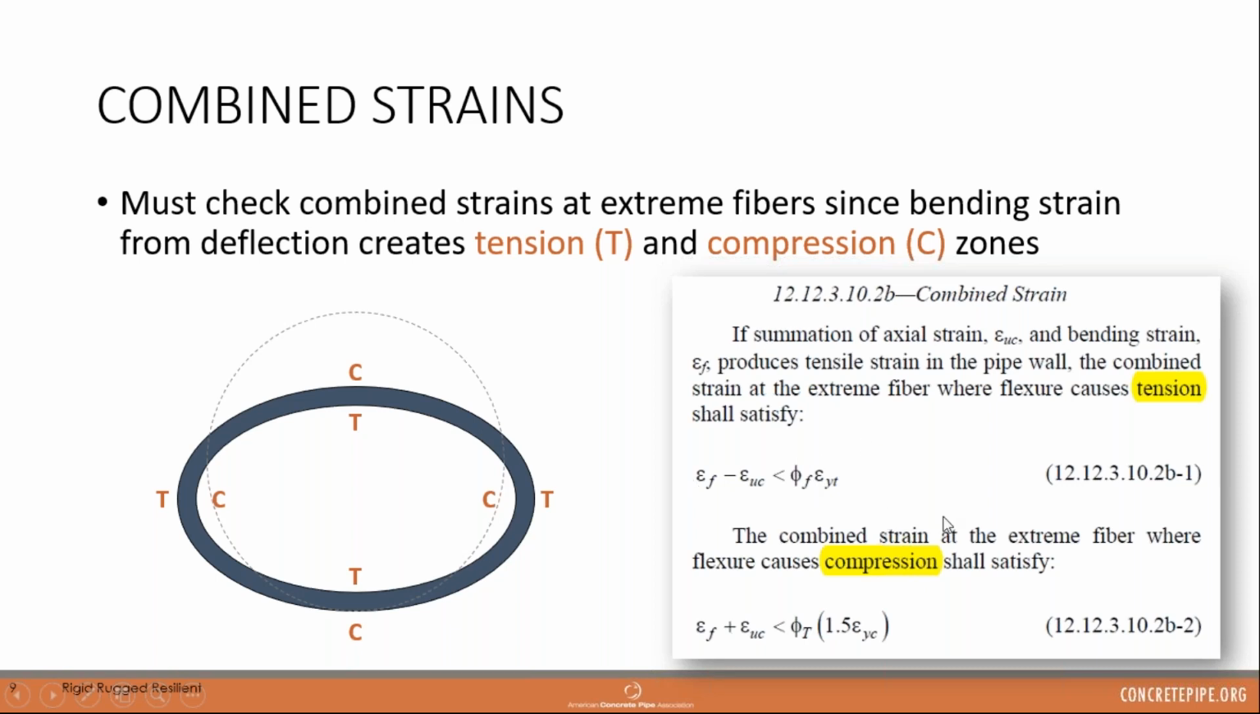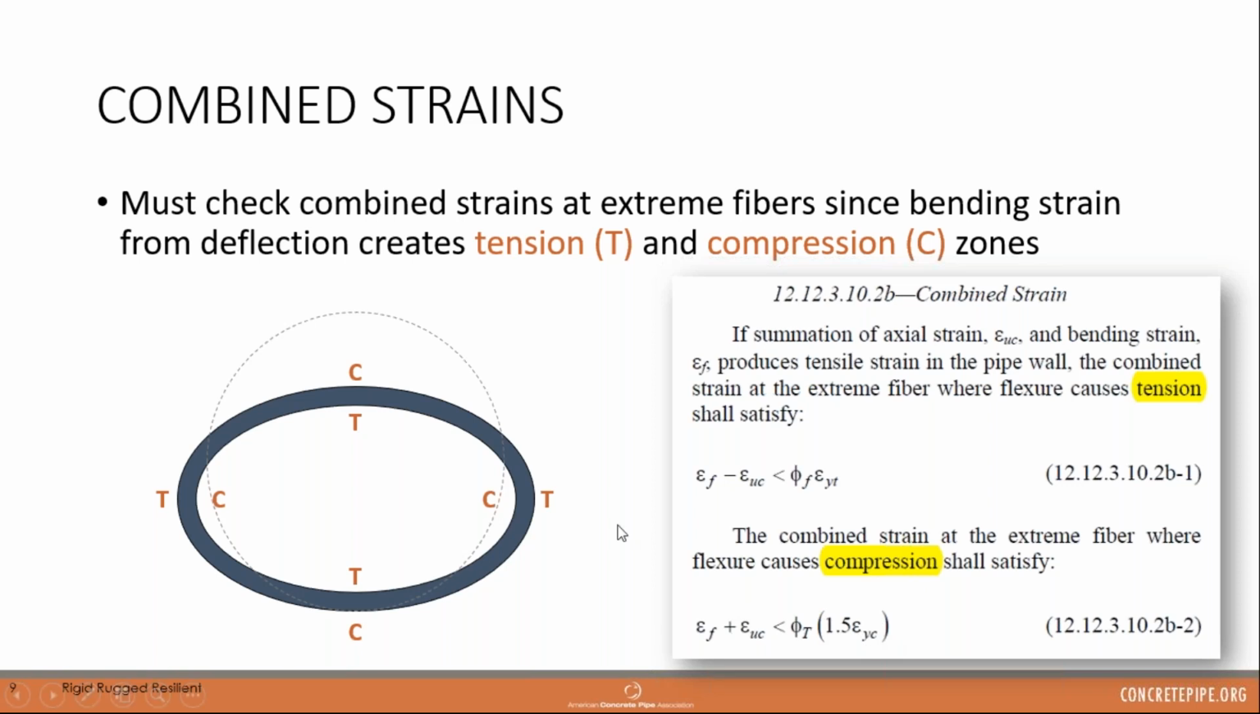So we check that, make sure that we're okay there, and then we also need to take that strain due to flexure, so our compressive strains in this deflected model, and we're adding that to the thrust strains, which are just the forces going through the pipe wall, and then we compare that again to the compressive strain limits, which is epsilon Y sub C. So those are the two checks we do there.